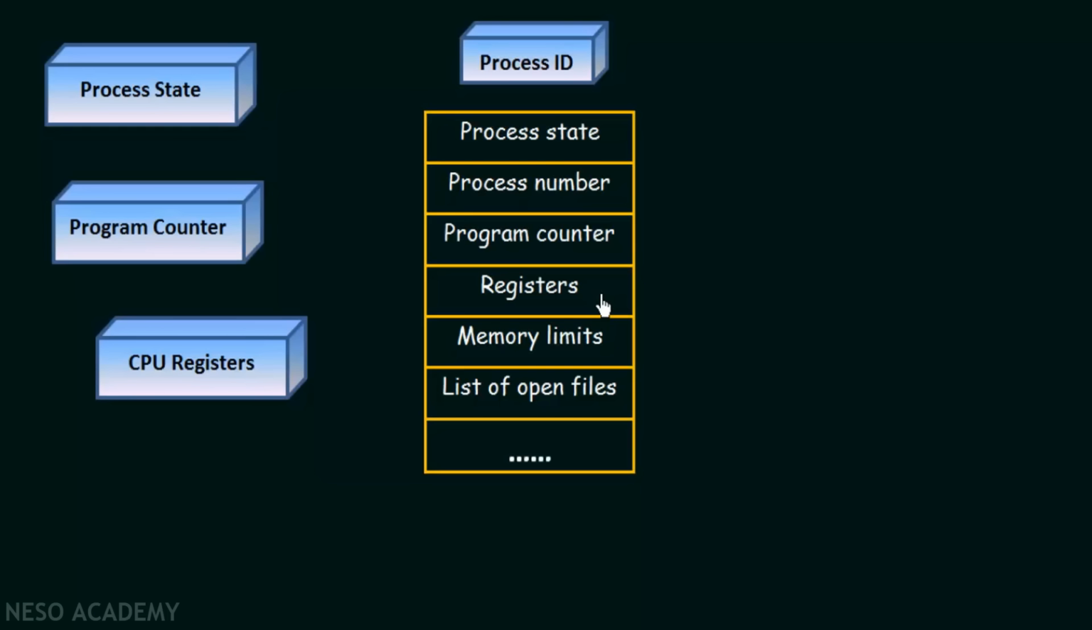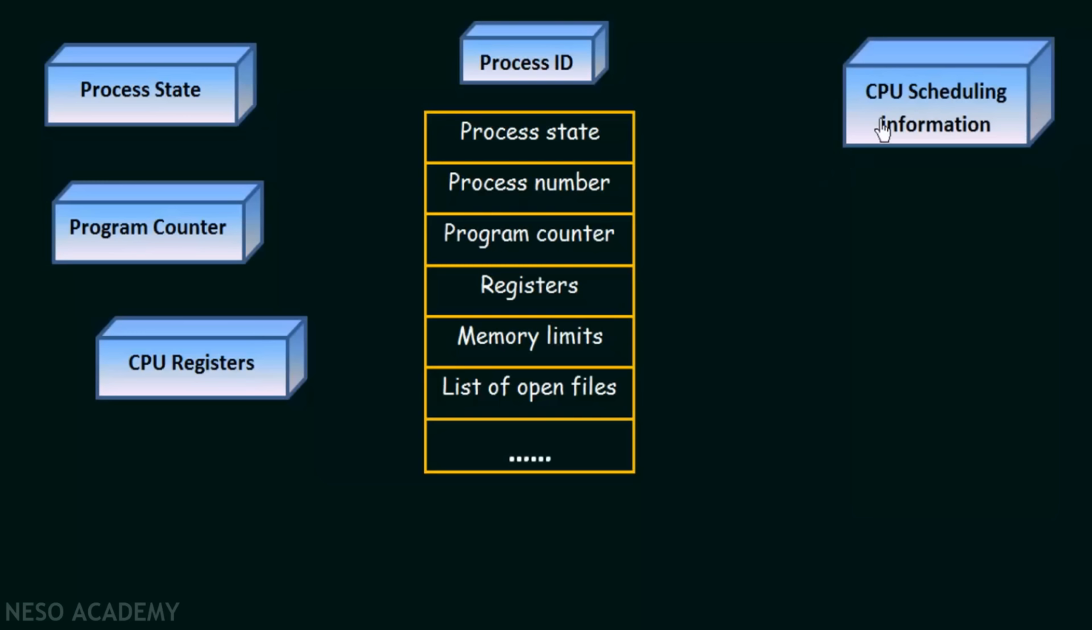So there are different kinds of registers like the index registers, stack pointers, general purpose registers, and so on. So these CPU registers will tell us the particular registers that are being used by a particular process. So this is also another thing that we have in the process control block. The next one that we have is CPU scheduling information. The CPU scheduling information has the priority of the processes. It has the pointer to the scheduling queue and also other scheduling parameters.